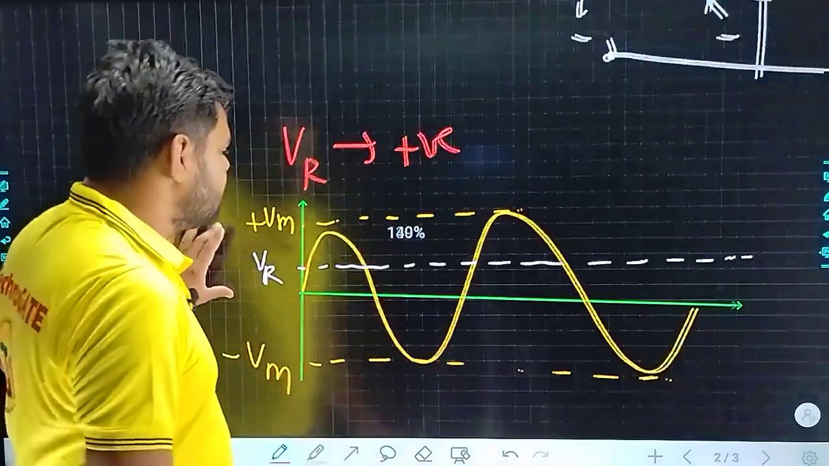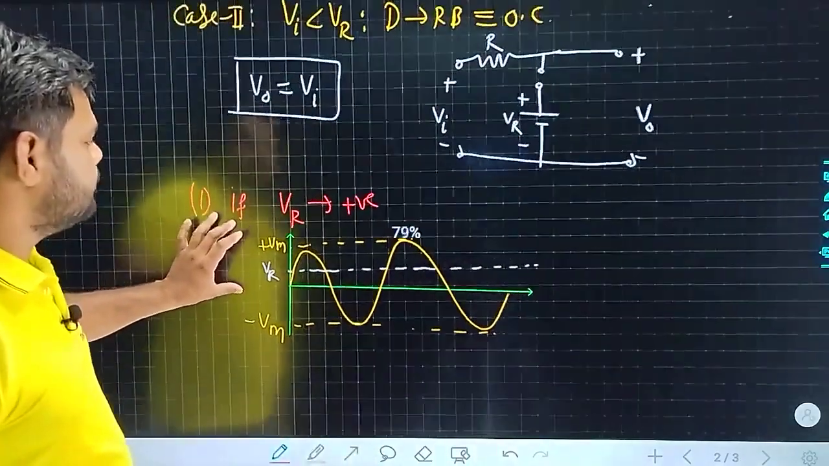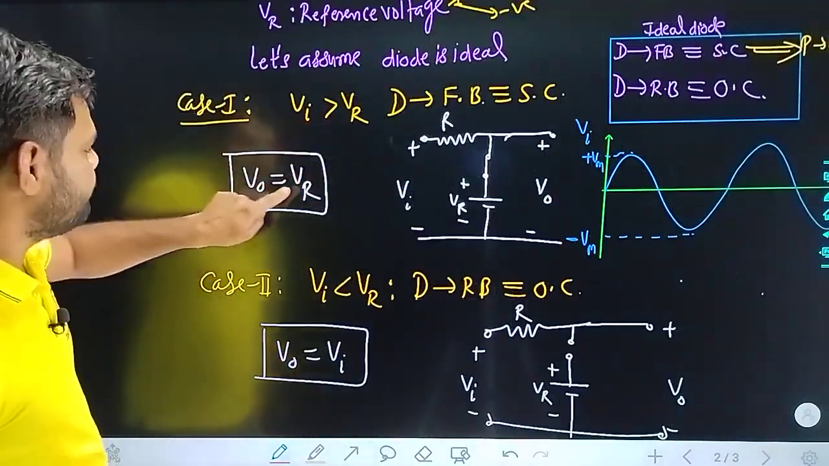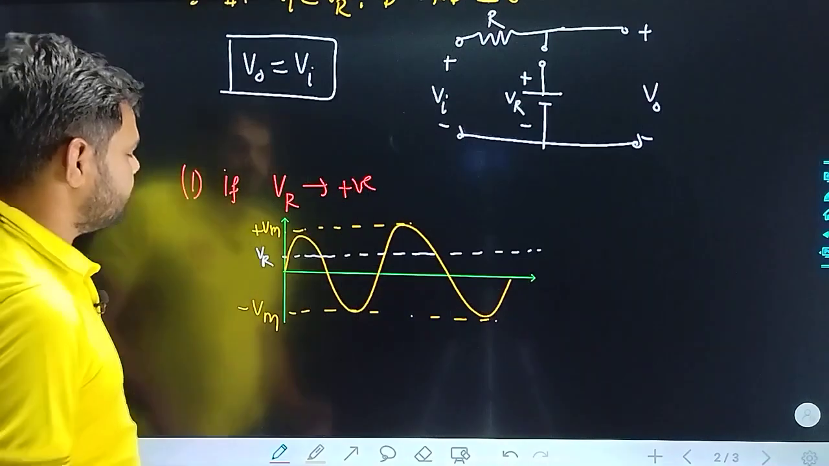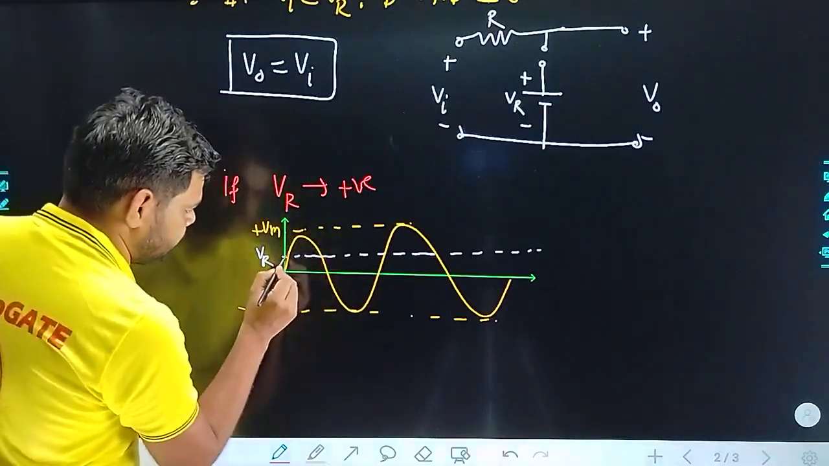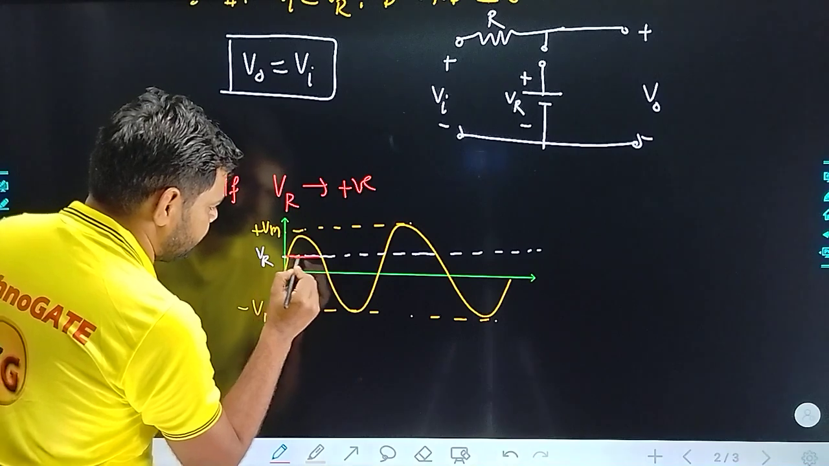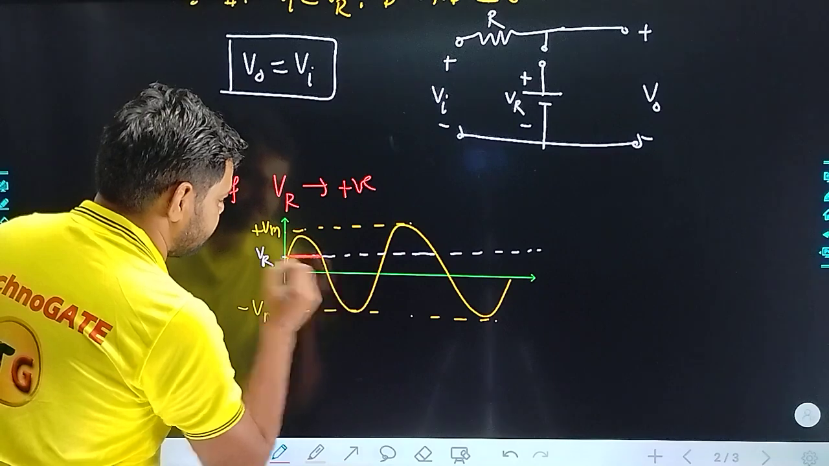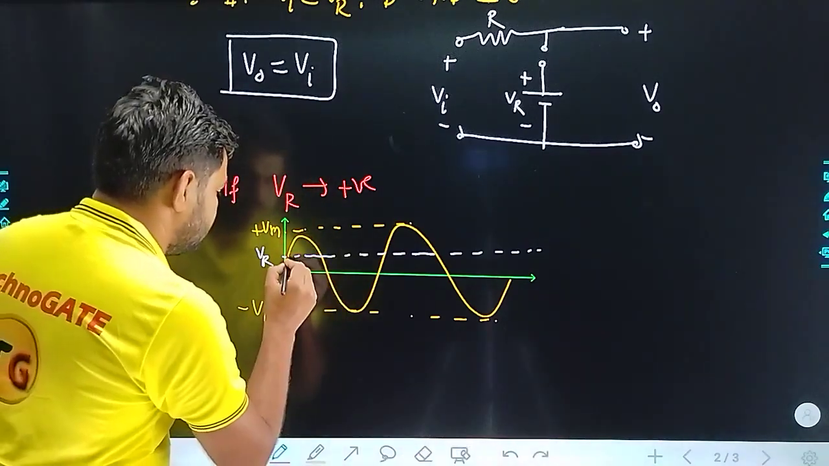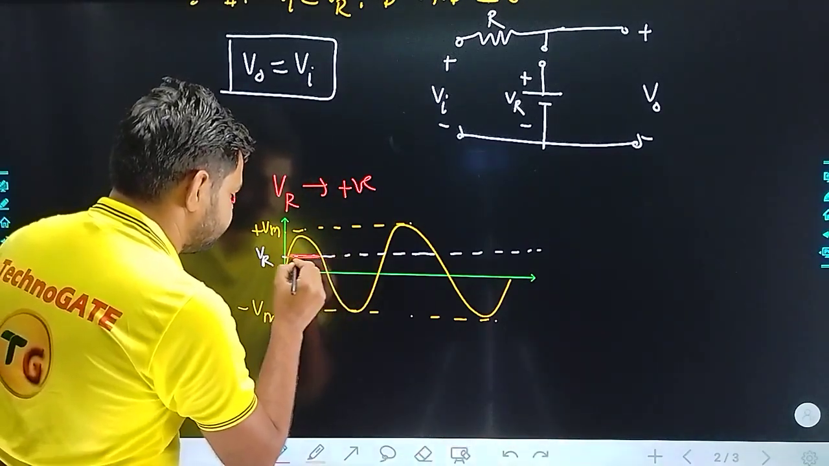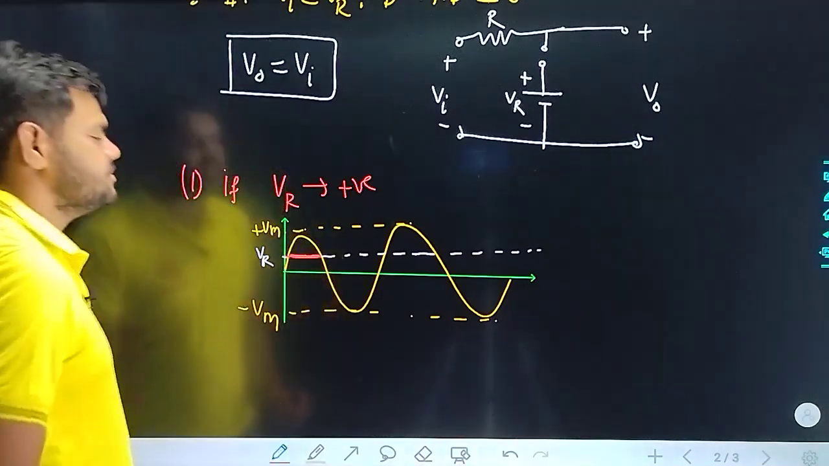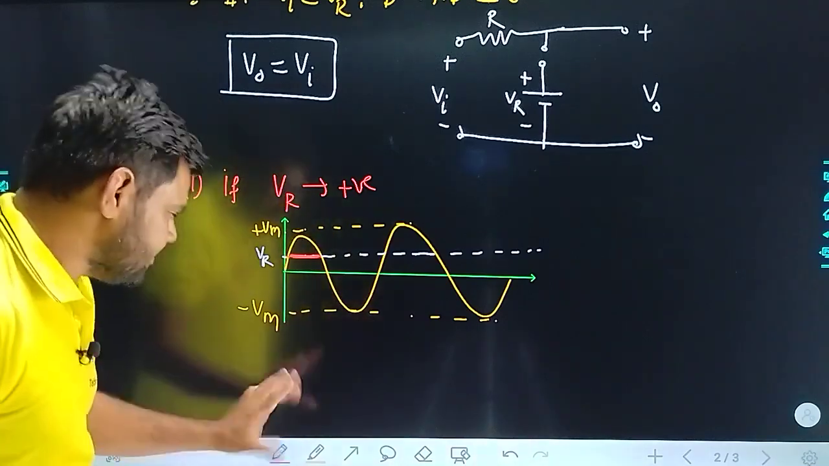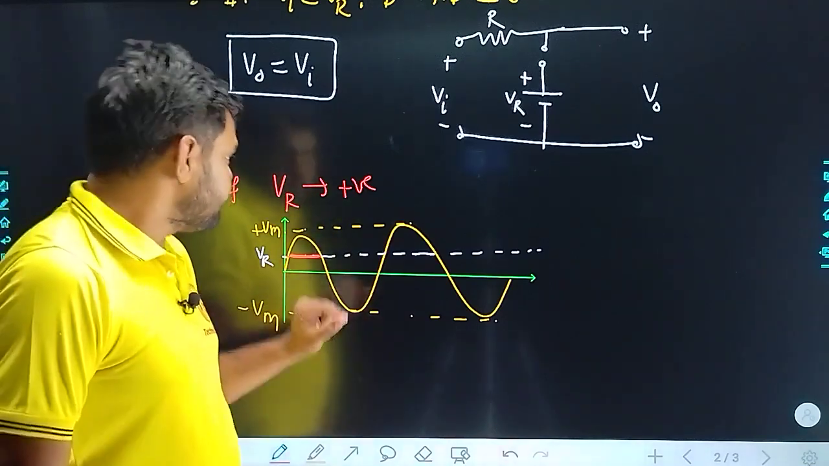Got it? Now we have already observed the characteristics. What will happen if V input is greater than Vr? Output will be equal to Vr, which means under this section, from that node to this node, output waveform, I am just overlapping that waveform by the output waveform. Guys, please be careful. What I am trying to convey to you is that this is the overlapped region which is defining the output waveform. It will be easy for us to identify it. I'll also draw it separately if you are expecting it.